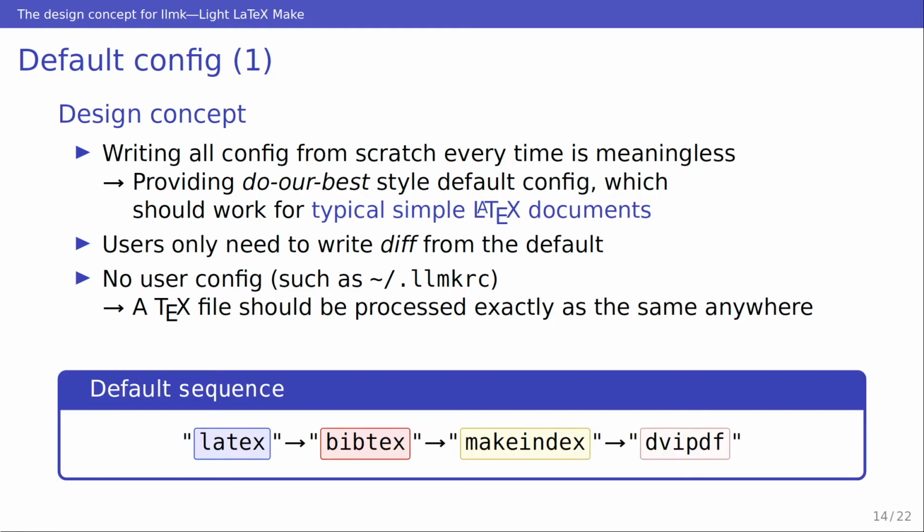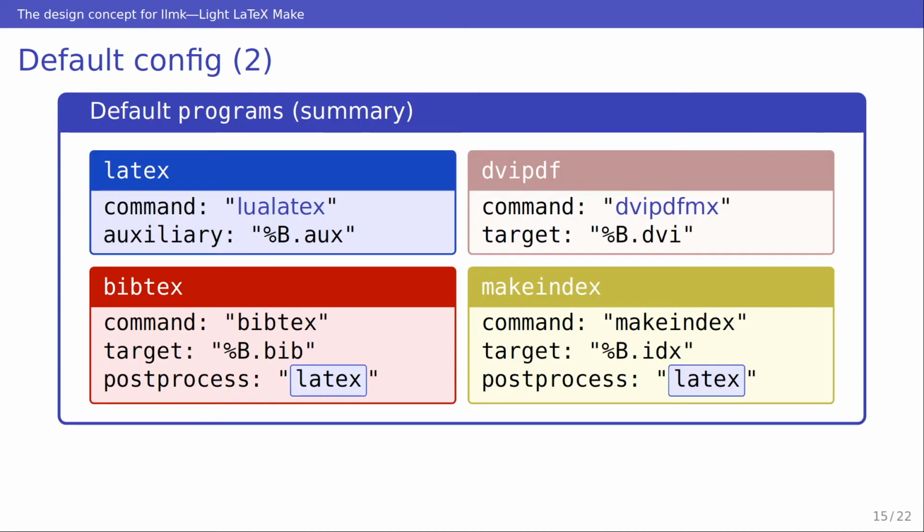Here is the default sequence of llmk. By default, llmk runs the LaTeX command first, then runs BibTeX and makeindex if the bib and idx files exist. And for the modern TeX engines which directly produce PDF, this is all. But if the DVI file is generated, dvipdfmx is executed finally to produce the final result in PDF format. And this is the default programs table in summary.